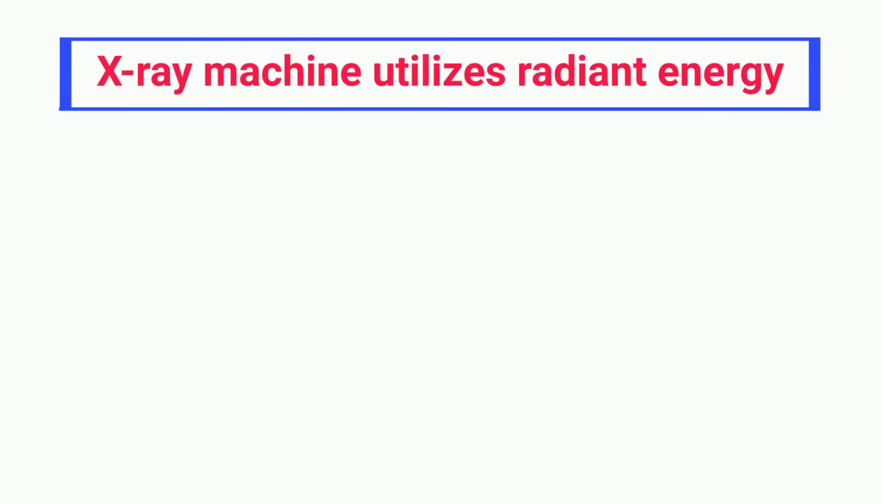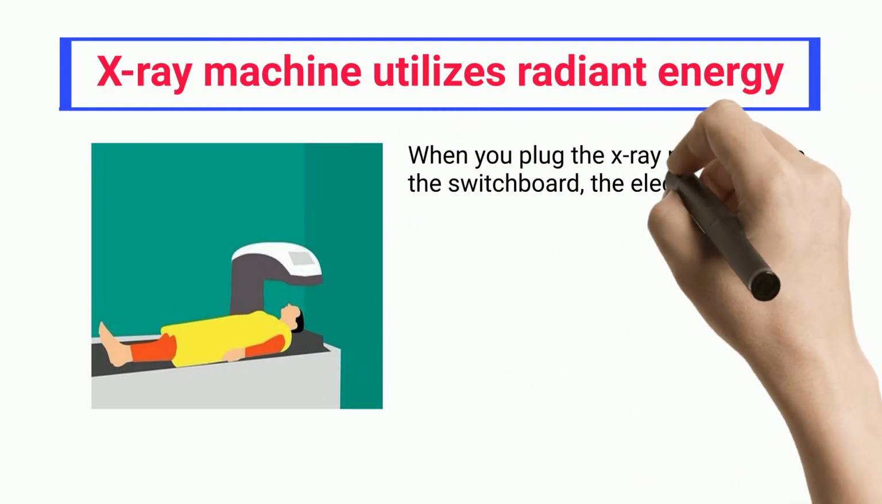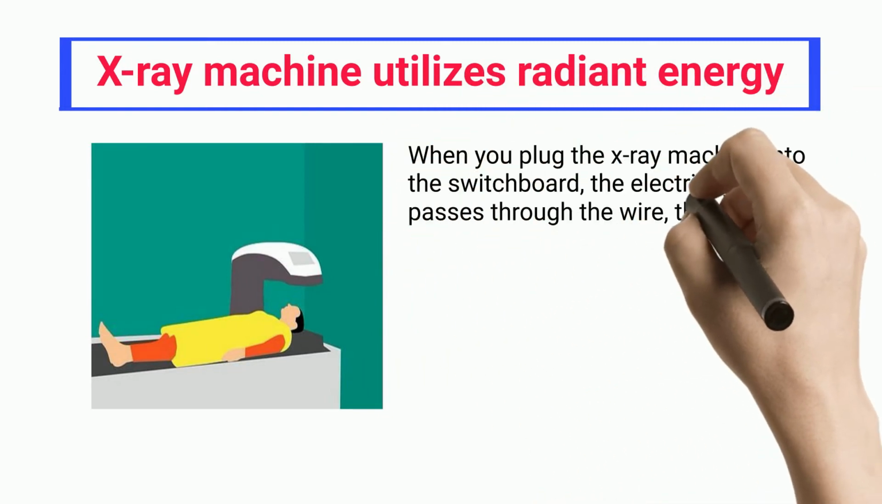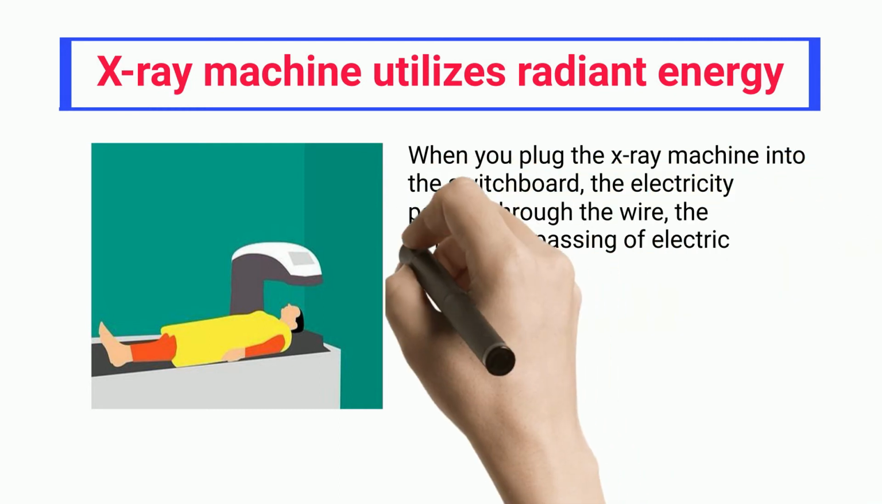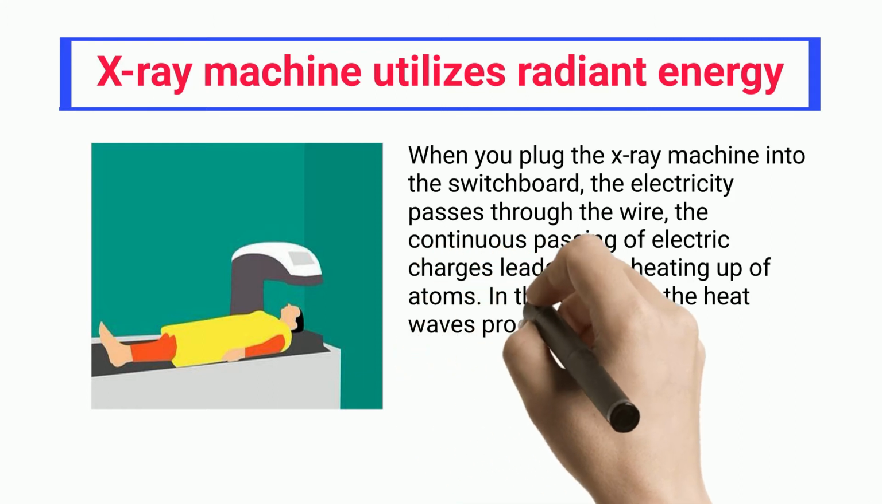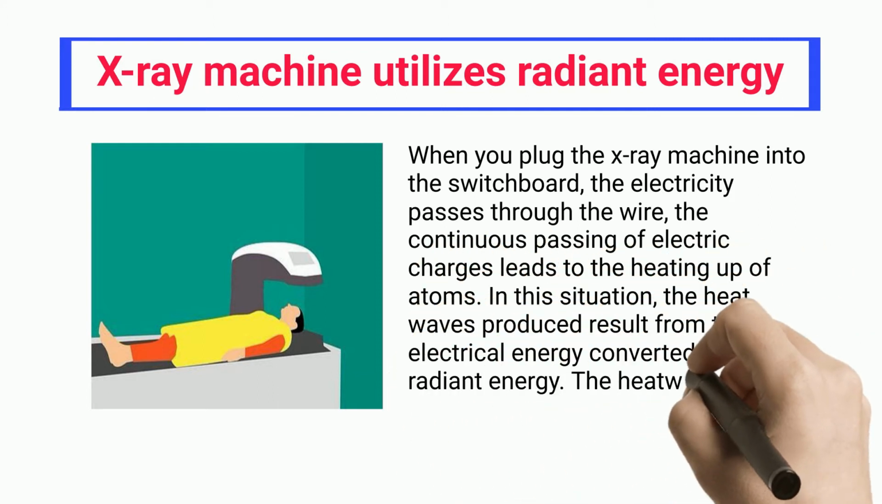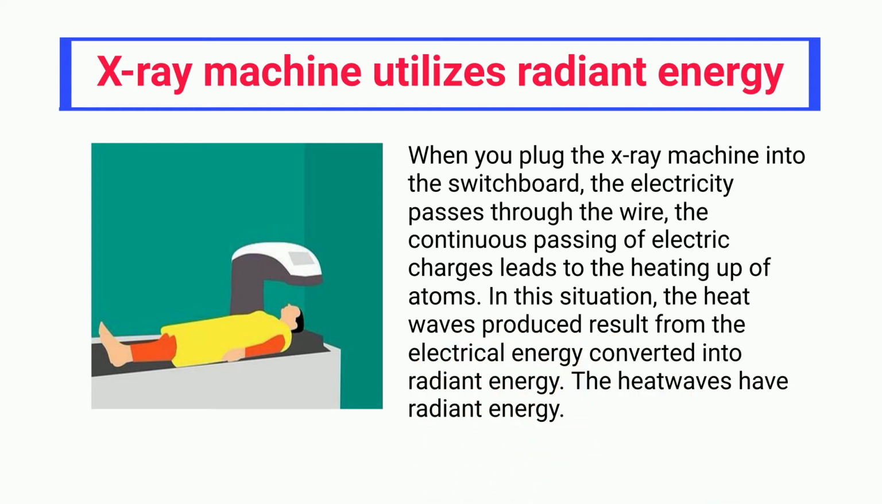X-ray machine utilizes radiant energy. When you plug the X-ray machine into the switchboard, the electricity passes through the wire. The continuous passing of electric charges leads to the heating up of atoms. In this situation, the heat waves produced result from the electrical energy converted into radiant energy. The heat waves have radiant energy.